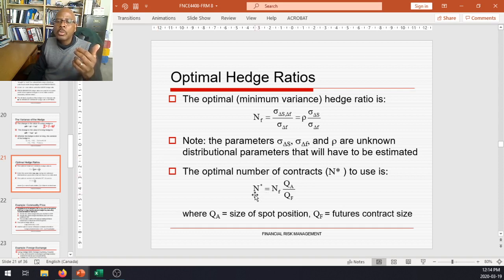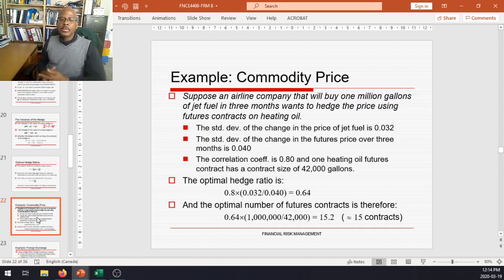So the number of actual futures contracts you will need is that hedge ratio times the size of your spot position, divided by the futures contract size itself. And here's an example that's fairly standard. Suppose an airline company will buy 1 million gallons of jet fuel in 3 months and wants to hedge this using futures contracts on heating oil.